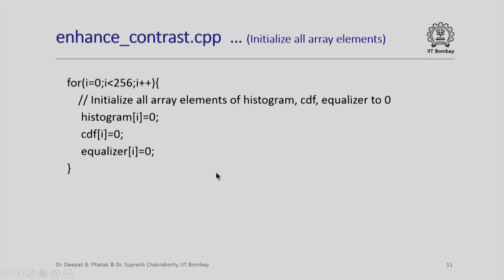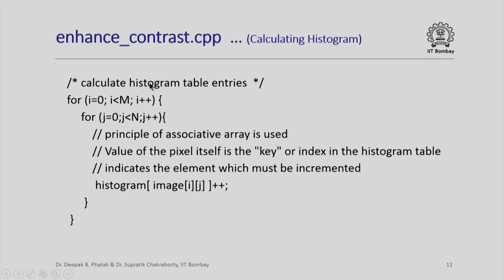Next, I initialize all my table array elements of histogram, CDF and equalizer to 0, because in these arrays I will be accumulating different values through computations. So, a single iteration for i equal to 0 to 255 will set histogram, CDF and equalizer arrays to 0 values. Next, I calculate the histogram table entries.